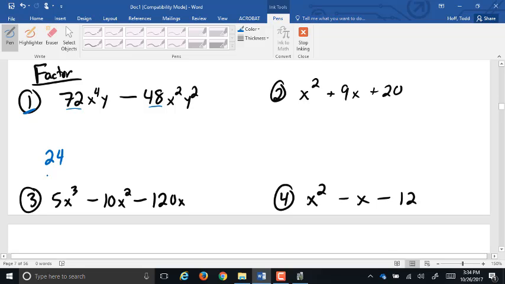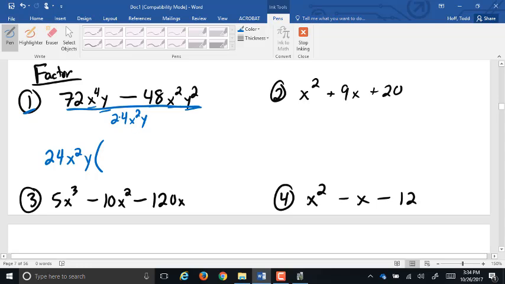And then for the variables, if you remember, it is the lowest power of the variable. So for x, it's going to be what? X squared. And for y? Just y. So now we've got to divide to see what's left over.